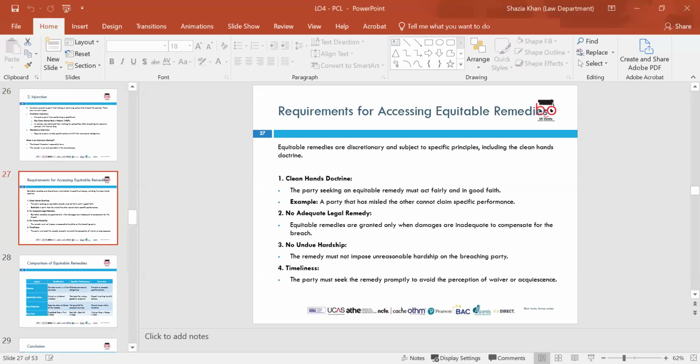Requirements for accessing equitable remedies. Equitable remedies are available for individuals to use, and are discretionary and include the clean hands doctrine. He who comes to equity comes with clean hands. So the parties have to be fair in this as well. You've got to bear that in mind.